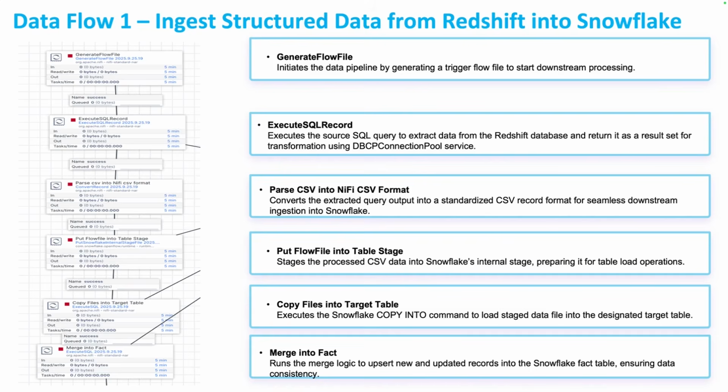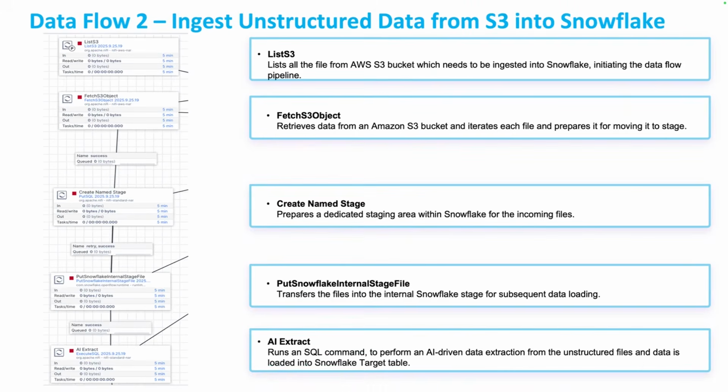And then there is a processor called copy into target table, which executes a copy command to load that extracted data from the CSV into a target table. And then finally, there is a processor called merge into fact, which performs deduplication and does the upsert functions into fact tables. And finally, moving on to the next use case, we are going to use a series of processors: List S3, fetch S3 object, create named stage. I will explain when we get to the demo.